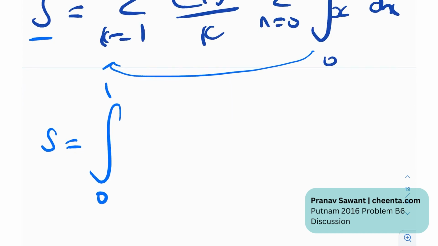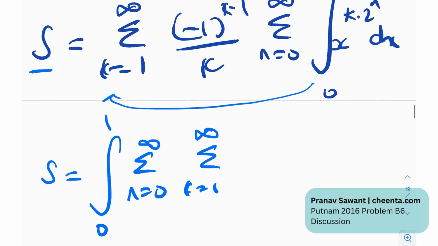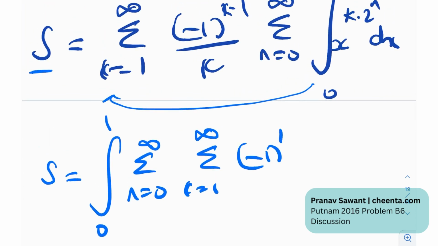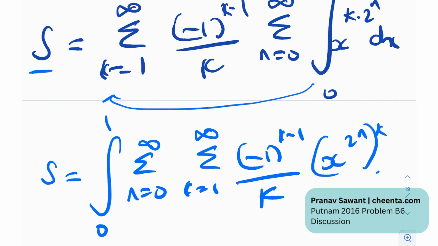So this becomes the integral from 0 to 1 of the summation from n equal to 0 to infinity, and then the summation from k equal to 1 to infinity, of negative 1 raised to the power k minus 1 divided by k, times x raised to the power 2 raised to the power n, whole times k, dx. I simplified this a little, because k gets multiplied by 2 raised to the power n, so it's pretty much the same thing.